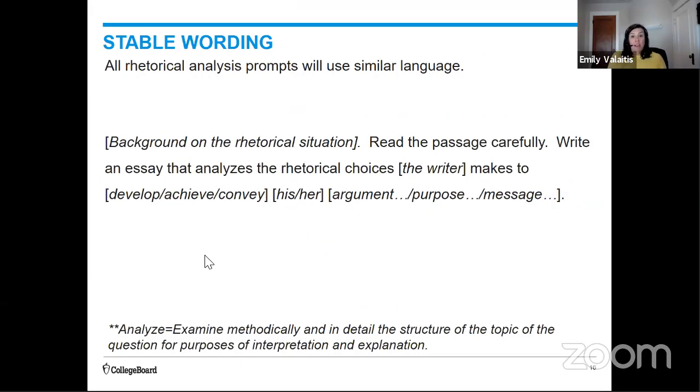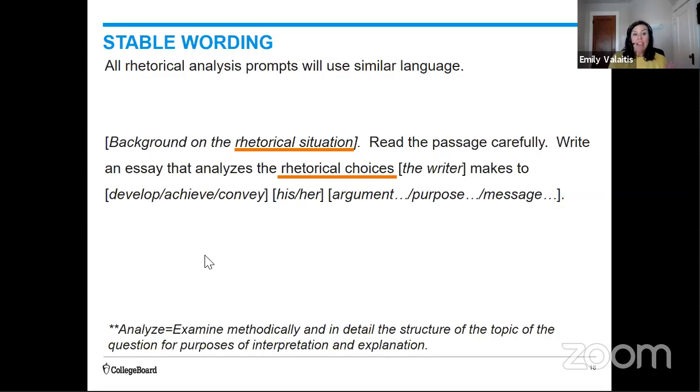You don't know what you will see on May 20th. I don't know what you'll see on May 20th either, but I do know there is something that will be somewhat consistent from one prompt to the next. They will all have the same wording. Of course, things will change based on the passage itself, but they will all use similar language. You'll be asked to read the prompt, and in the first sentence, at least, sometimes the second, you'll be given some background on the rhetorical situation of the text itself. Then you'll be told to read the passage carefully and write an essay that analyzes the rhetorical choices. So you will always see that you are asked to write an essay that analyzes the rhetorical choices.